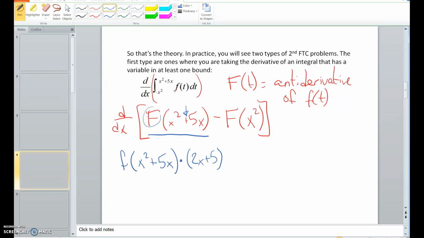And then same thing when I go to take the derivative of the second term here. The derivative of the outside function is just going to be little f of x squared. And then, because I'm using the chain rule, I need to multiply by the derivative of the inside. So that's the answer. You can generalize this process. There's an example on the next slide.